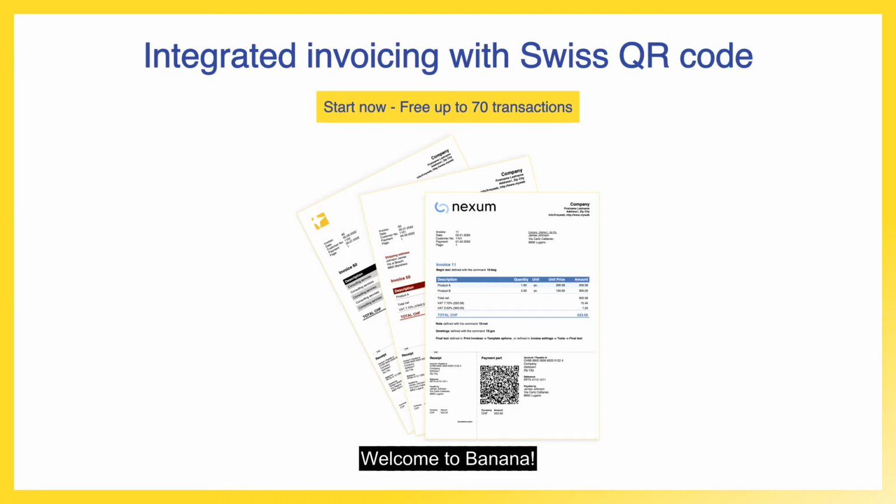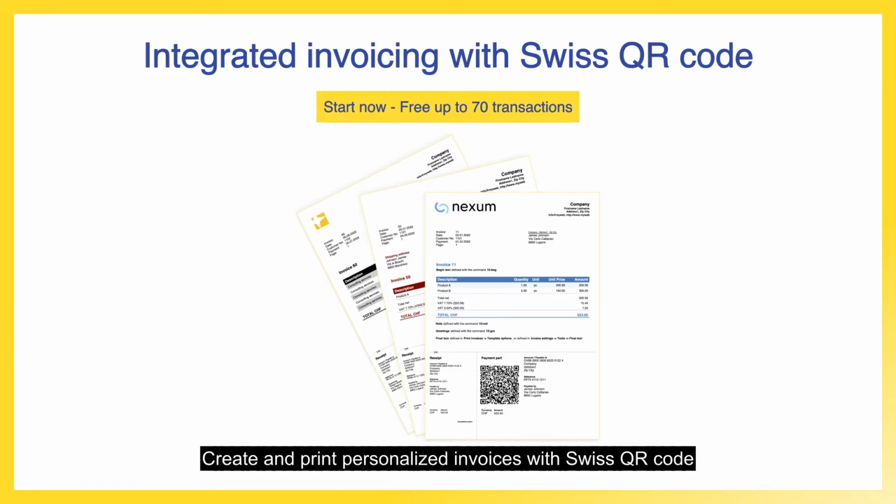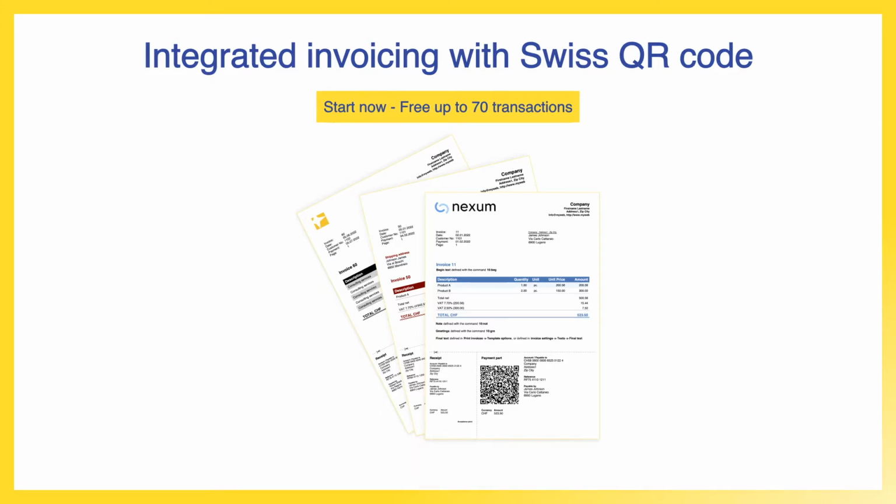Welcome to Banana, the professional software similar to Excel. Create and print personalized invoices with Swiss QR code. The video was recorded in English, but you will see the program in your own language.